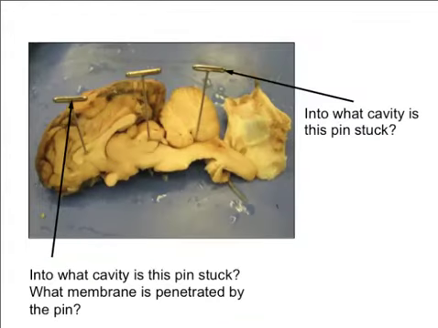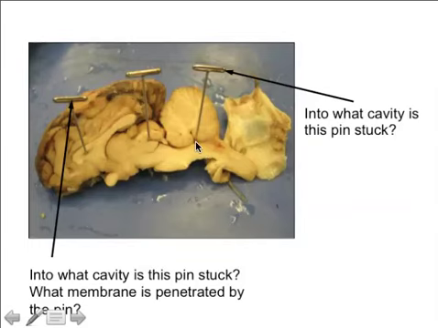Okay, into what cavity is this pin stuck? And that is stuck into the lateral ventricle. That pin goes through the septum pellucidum into the lateral ventricle of the right hemisphere. Okay, next question. Into what cavity is this pin stuck? And it is stuck into the fourth ventricle.